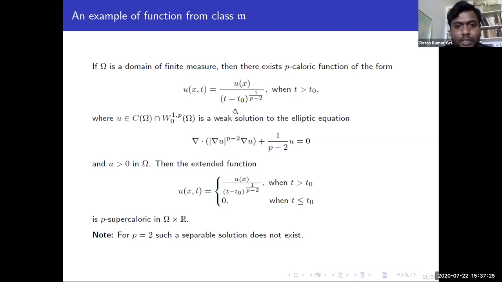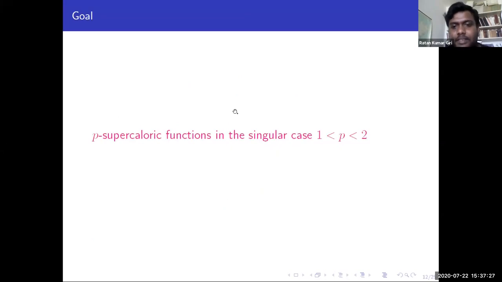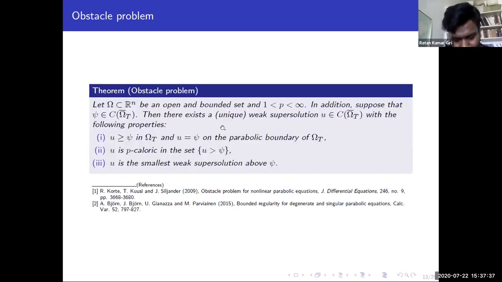So now the question is, what about the similar case? And that is precisely our goal to discuss here. I will first consider the bounded case, then I will speak about the unbounded case. For the bounded case, we have shown that every bounded supercaloric function is also a super solution for the full range of p, which means p is between 1 and infinity. There will not be any problem. To see this, we mainly use three results.